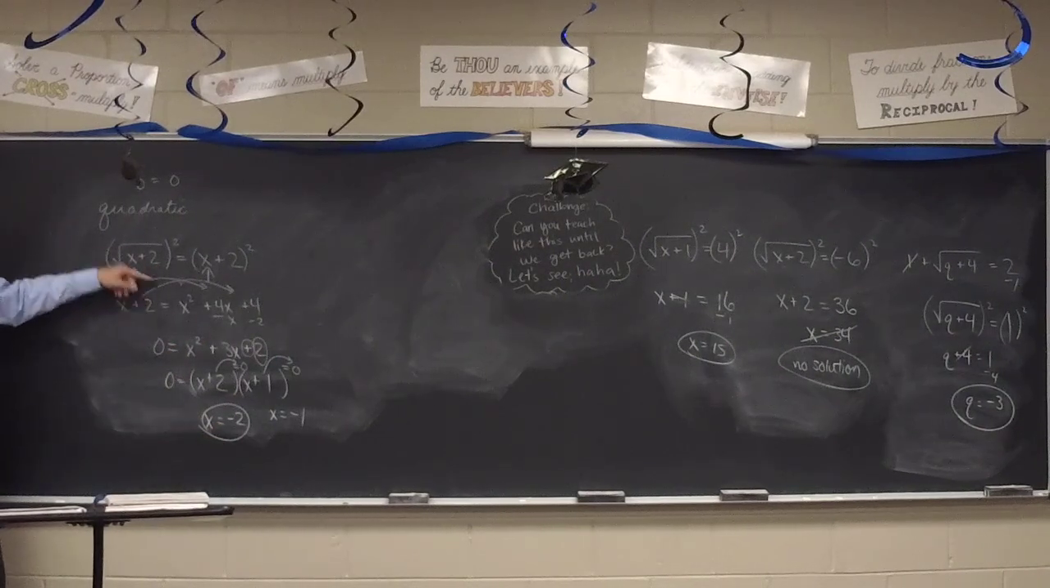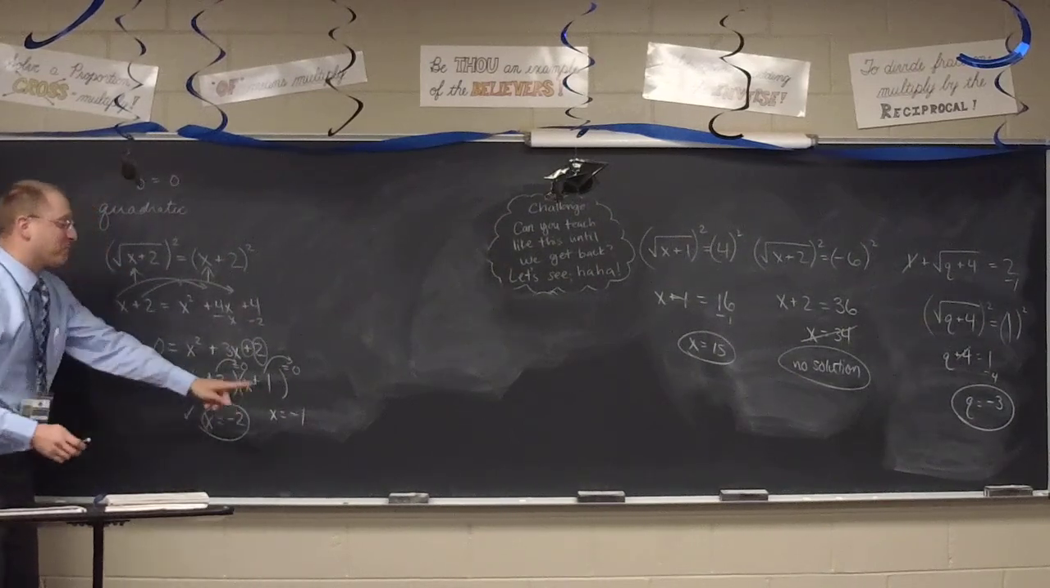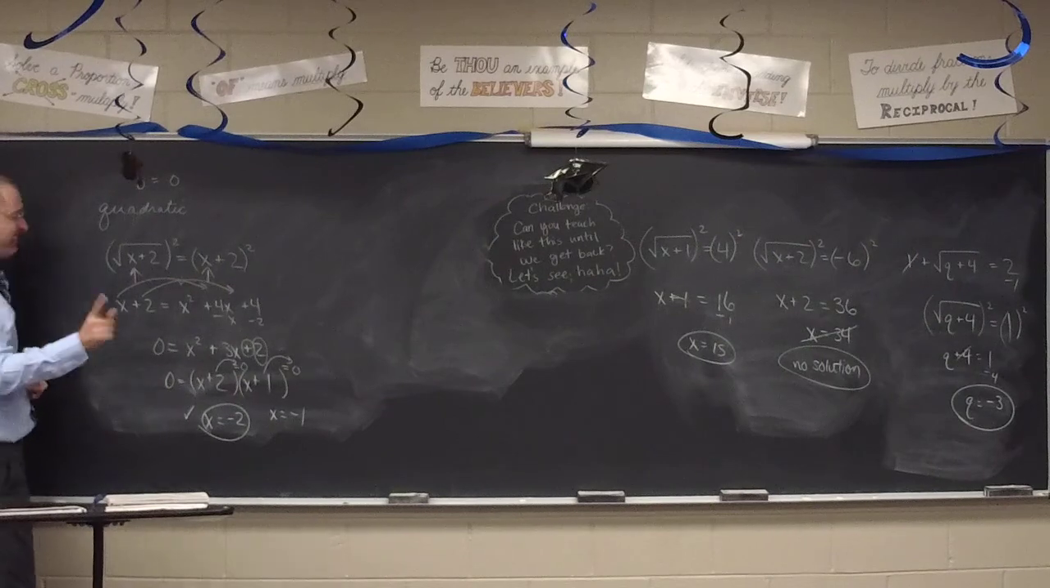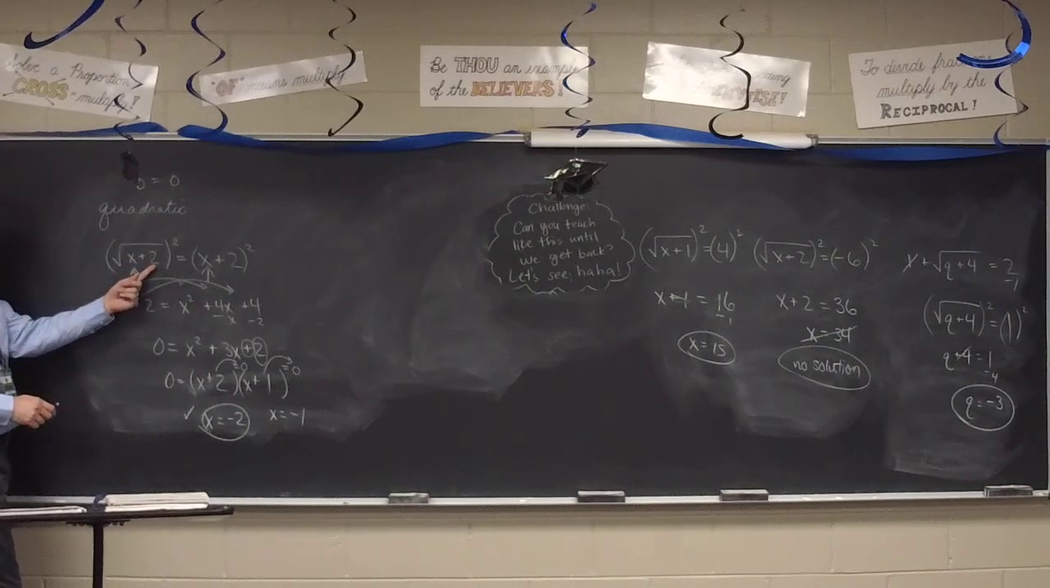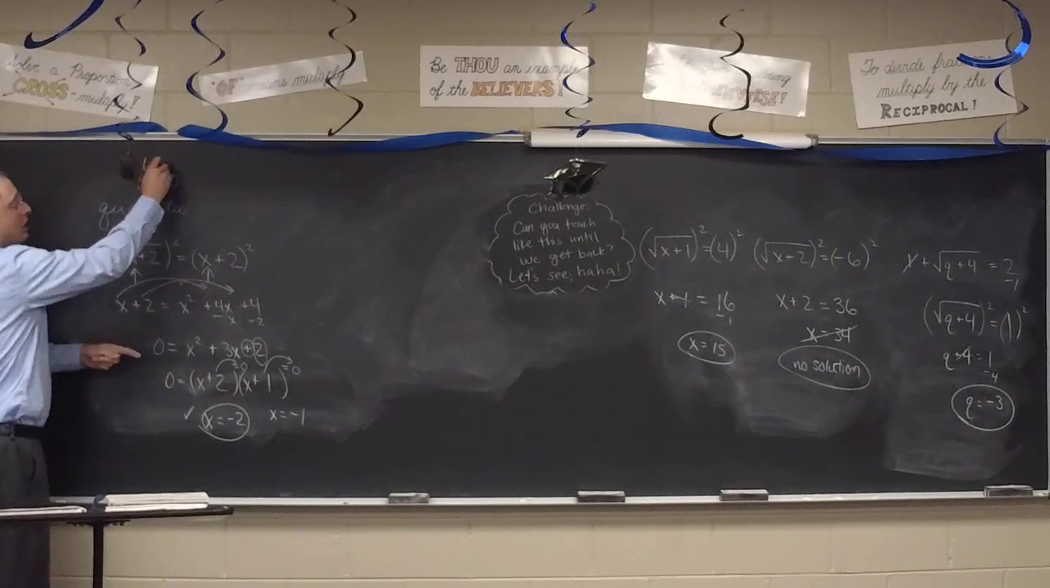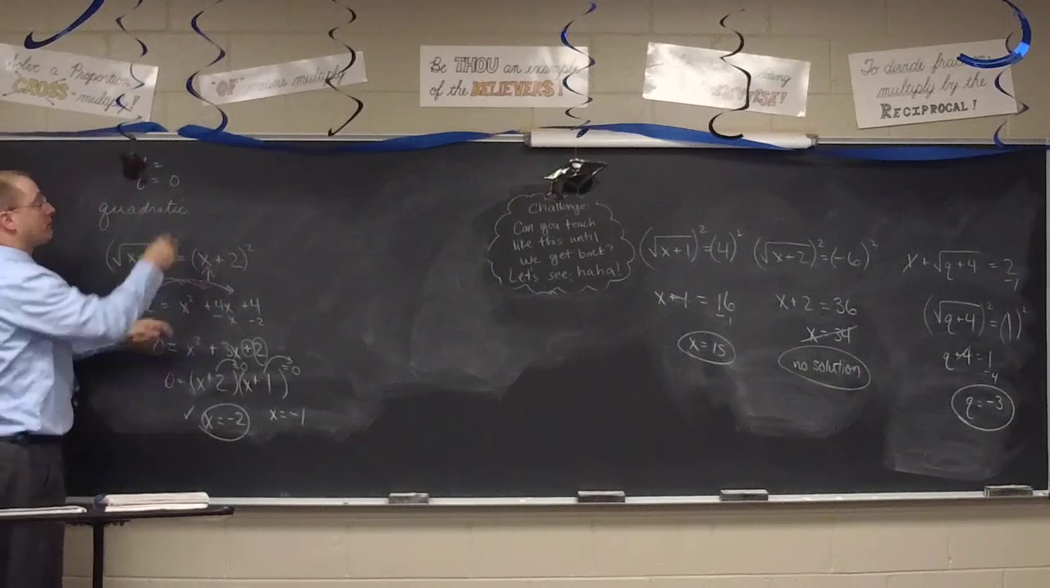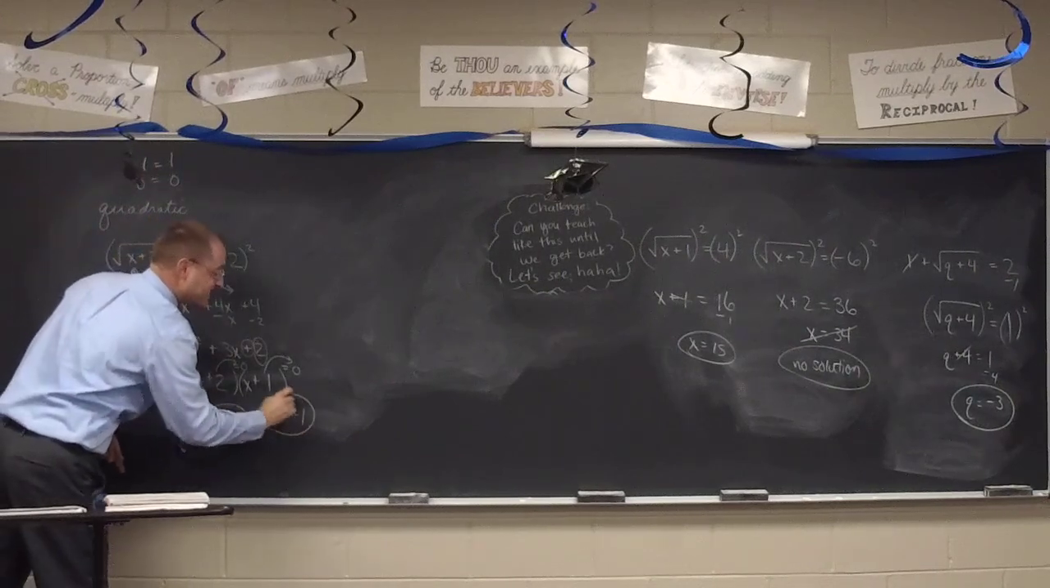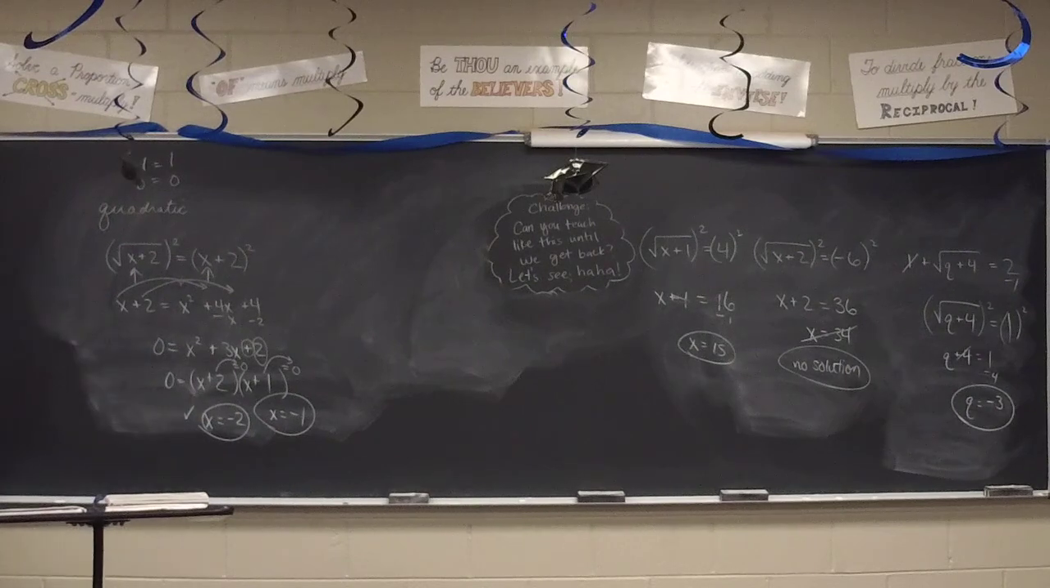Negative 2 plus 2 is 0. Square root of 0 is 0. Negative 2 plus 2 is 0. That one checks. Let's try the negative 1 now, now that we're done with the negative 2. Negative 1 plus 2? 1. Square root of 1? 1. Negative 1 plus 2? 1. It also checks. It is not uncommon for one to be extraneous, but this time they both check. Make sure this example is in your notes.